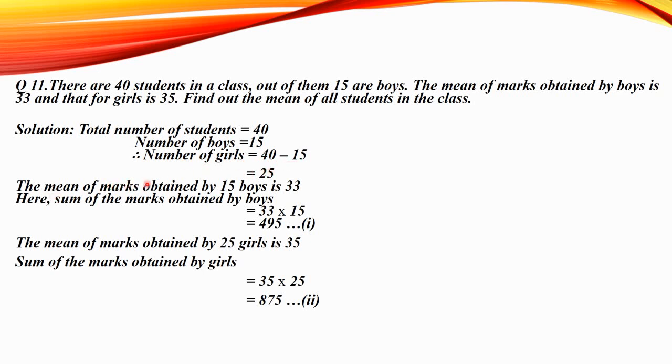The mean of marks obtained by 15 boys is 33. Therefore, the sum of marks obtained by boys is equal to 33 multiplied by 15, taking the formula of mean, which is equal to 495. Let it be equation number 1. The mean of marks obtained by 25 girls is 35. Therefore, the sum of marks obtained by girls is equal to 35 multiplied by 25, and that is equal to 875. Take it as equation number 2.